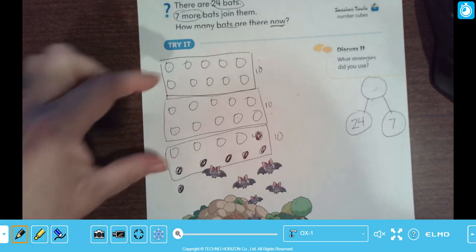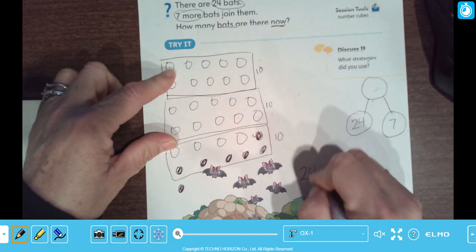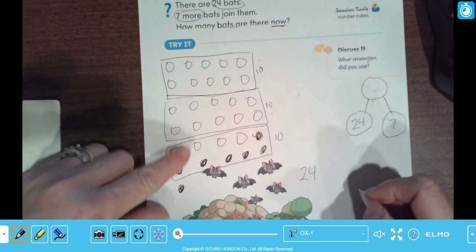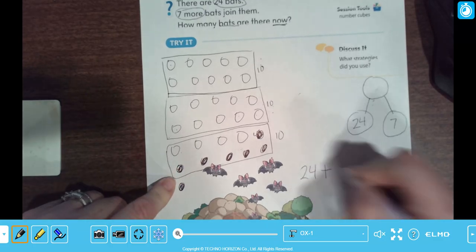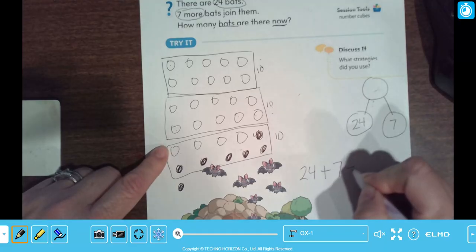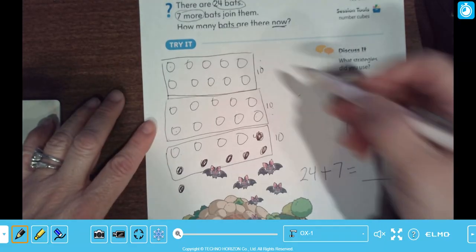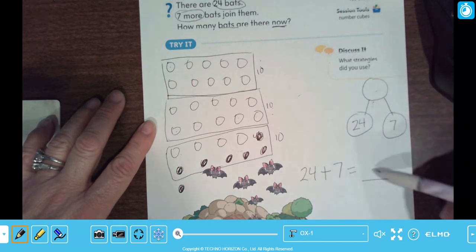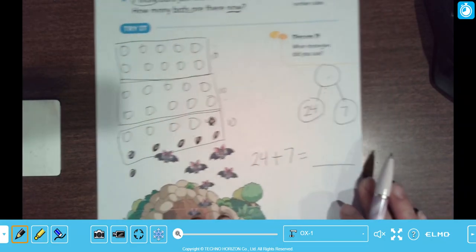So I'm going to make an equation. How many did I have at the beginning? I had 24. And then did I take away them or did I put more? I put more, so I'm going to put plus. How many more? 7 equals, and then put the total goes there. Okay? So what I need to do is find the total and write it here and write it there. Okay? Make sure I do that. All right. Ready?